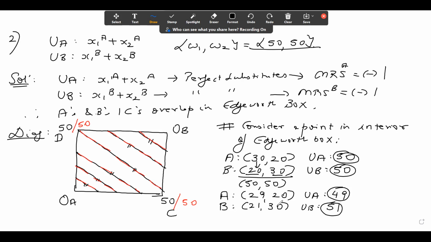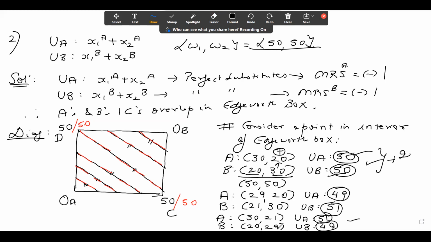Similarly, you try to make A better off. You do this exercise. Suppose B gives 1 unit to A here. So how much will A have now? 30, 21. How much will B have? 20, 29. Utility which A gets is 51. Utility which B gets is 49. Compare both. You will see that A has become better off by making B worse off. That means this allocation is Pareto efficient.